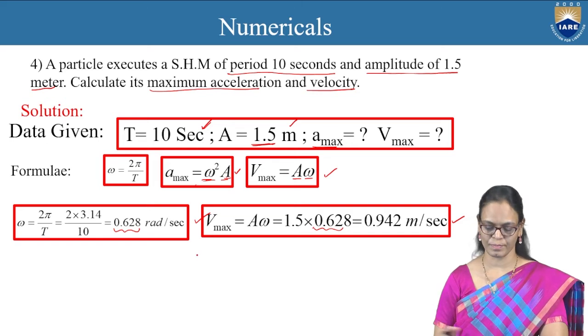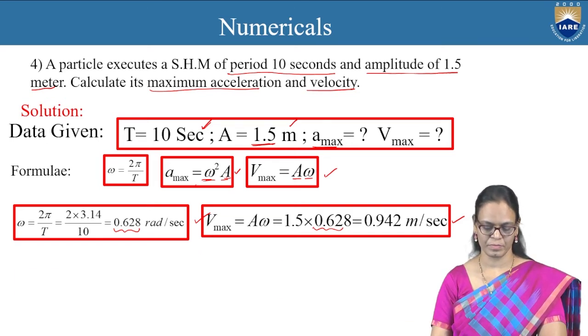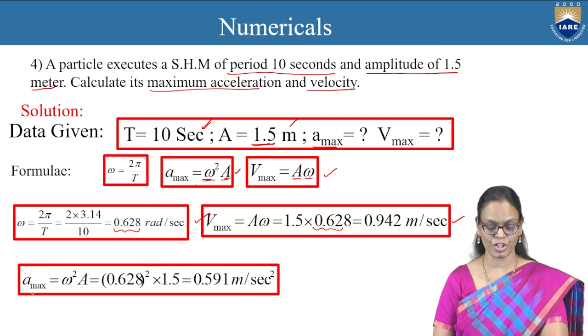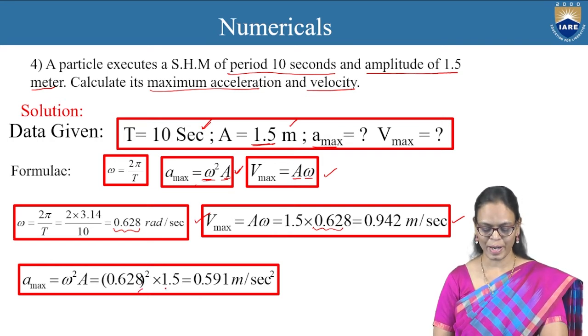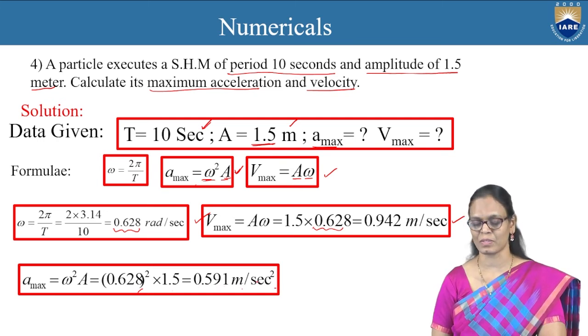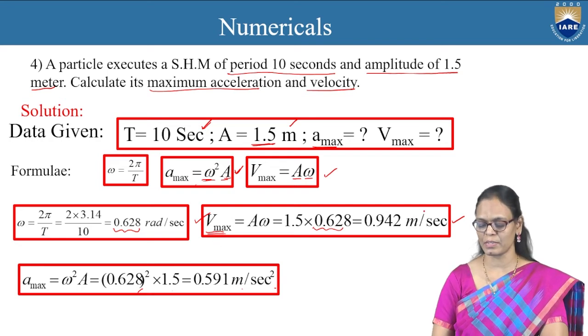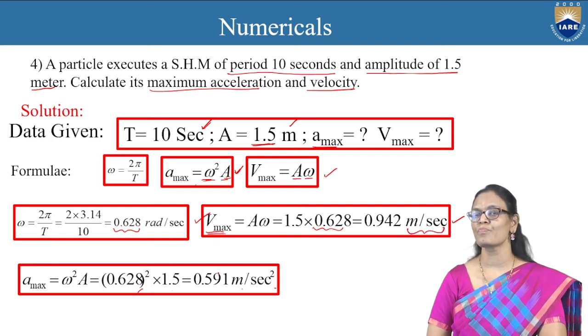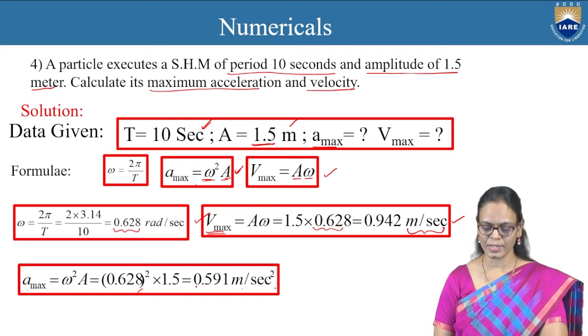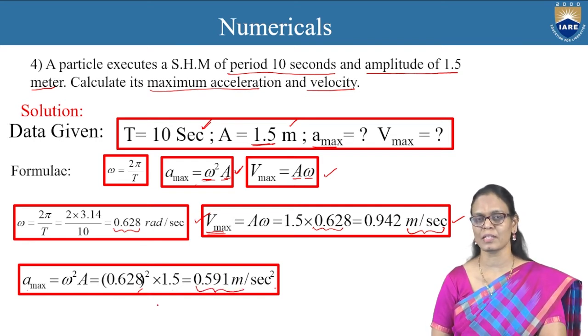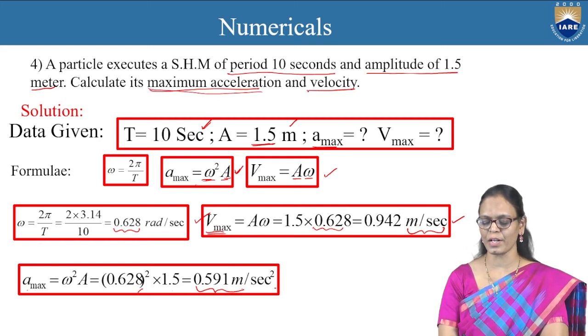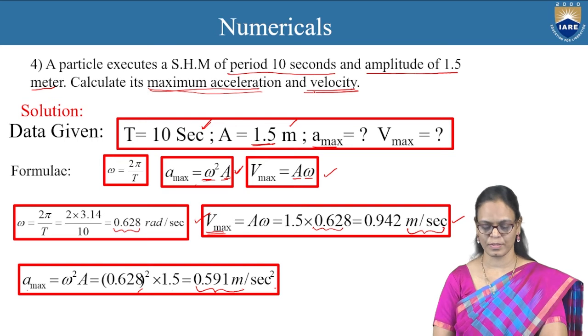Now what is A max? Acceleration maximum is given by omega square A. That is the formula. Omega square A. So the square of omega 0.628 square multiplied by 1.5. That gives us 0.591 meter per second square. So the unit for velocity here is meter per second. Very important to note down the units also. And for acceleration it is 0.591 meters per second square. So we have got the maximum acceleration and also the maximum velocity.